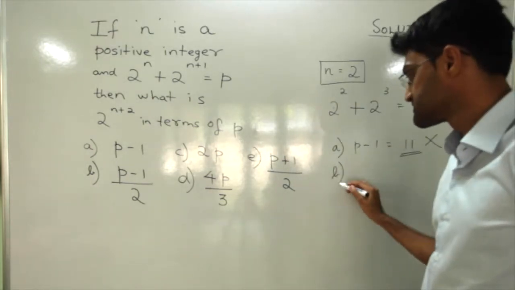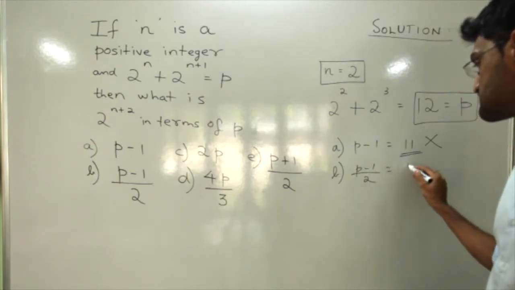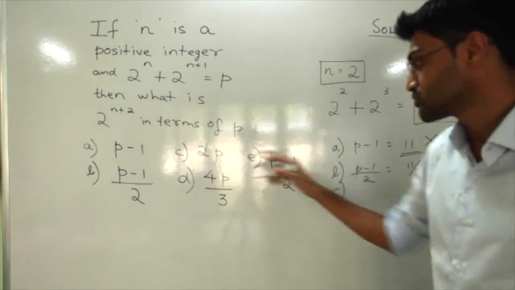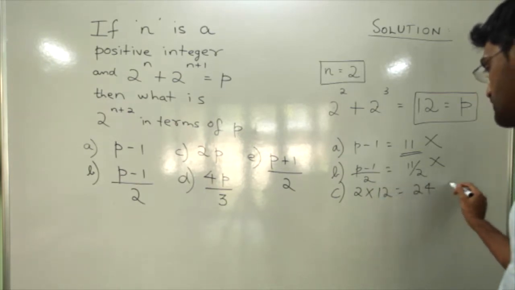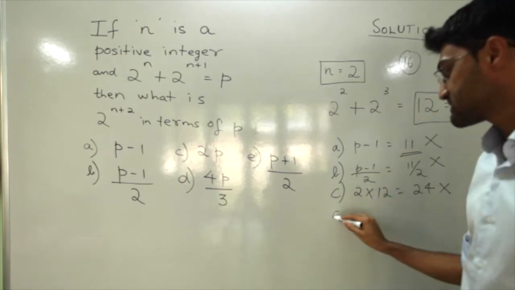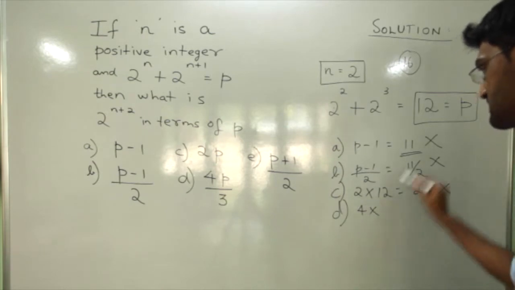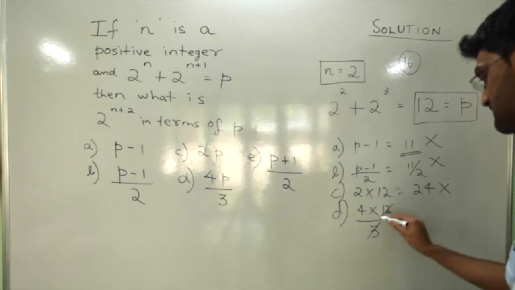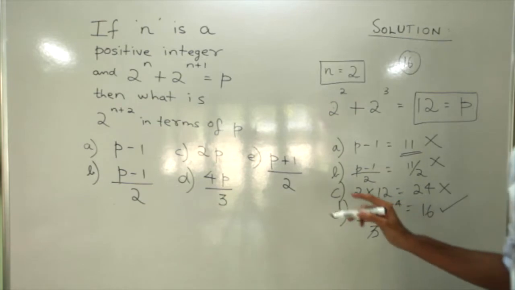Let's go to the second option. It says p minus 1 over 2. That's clearly incorrect because that's going to give us 11 over 2. Let's go to option C, which gives us 2 times p, which is 2 times 12, which is 24. That's also incorrect. Remember, we need to get 16. Let's have a look at option D though, and that gives us 4 times p over 3, which is 12 over 3, and this gives us 16.